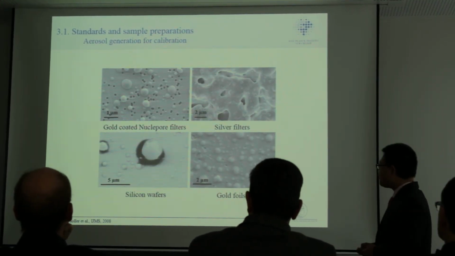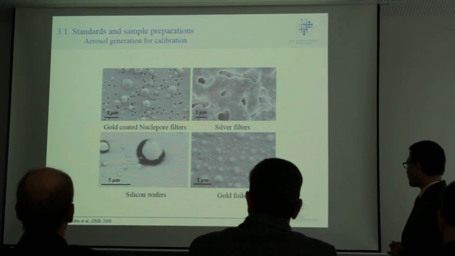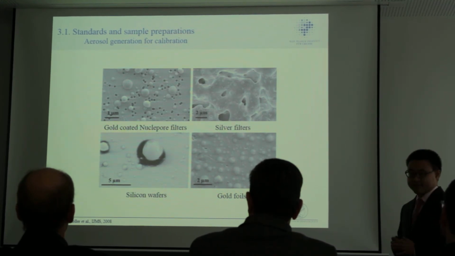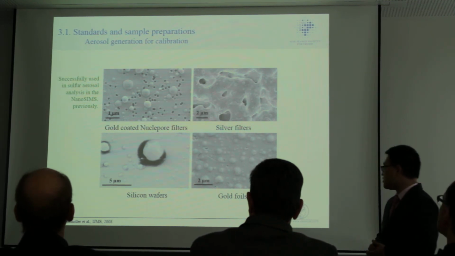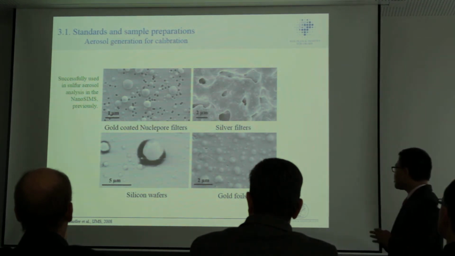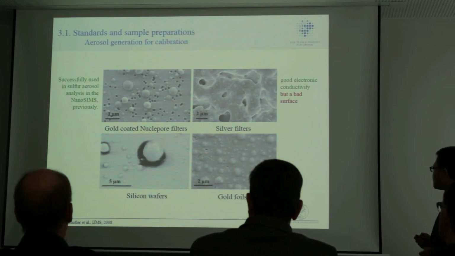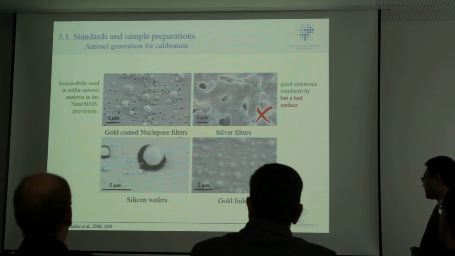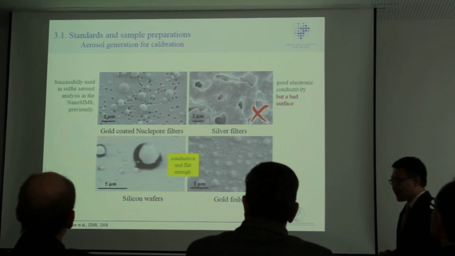Samples are collected on gold-coated nuclear filters, silver filters, silicon wafers, and gold foils. The gold-coated nuclear filters are successfully used in this work, and were also successfully used in soft aerosol analysis in NanoSIMS previously. Silver filters have good electronic conductivity but a bad surface. It is not flat enough for NanoSIMS analysis. Silicon wafers and gold foils have good electronic conductivity and are flat enough.